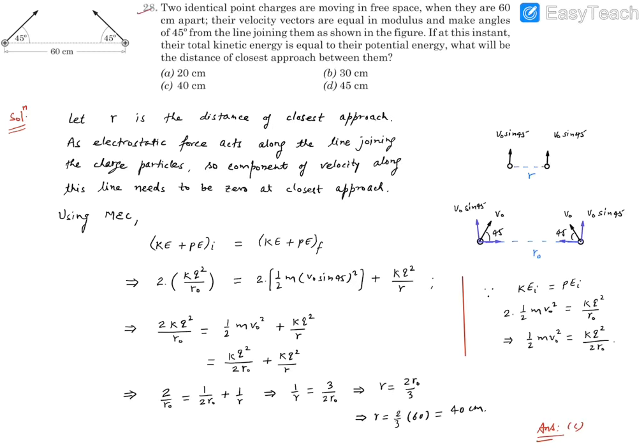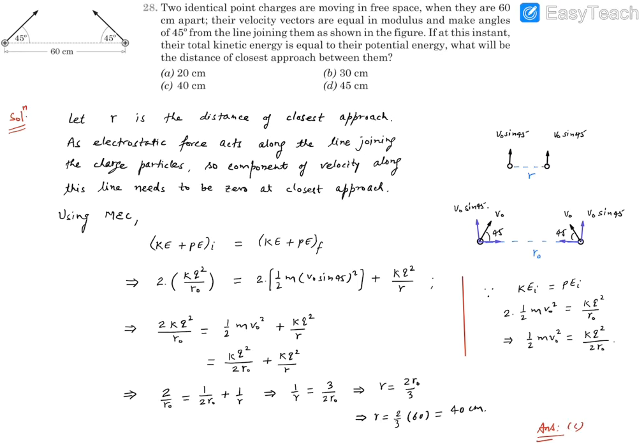Question number 28. It says two identical point charges are moving in free space when they are 60 centimeter apart. Their velocity vectors are equal in modulus and make 45 degrees from the line joining as shown in this figure. If at this instant their total kinetic energy equals their potential energy, then what is going to be the closest approach distance between these two particles?